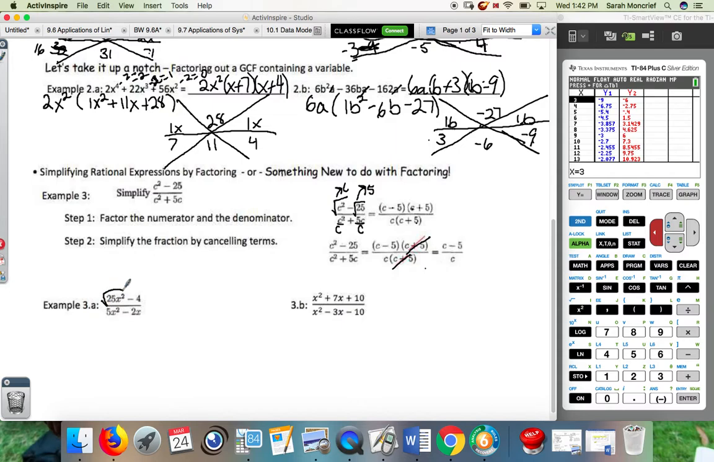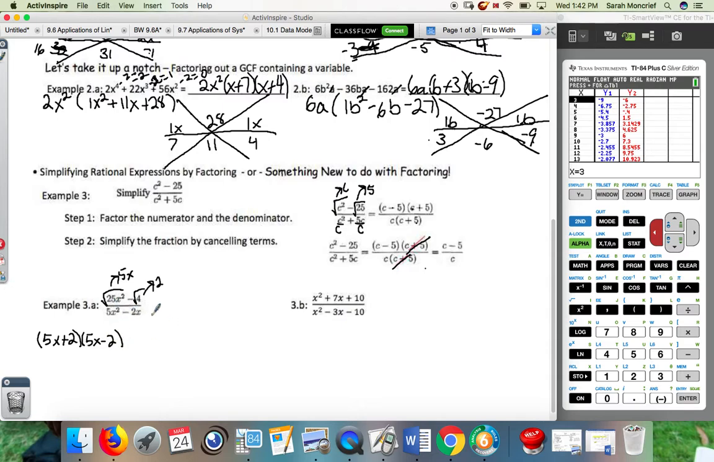Are these both perfect squares? Let's see. What's the square root of 25x squared? Well, that's just 5x. And what's the square root of 4? Well, that's just 2. So my top one is a difference of squares, so it can be 5x plus 2 times 5x minus 2. Now let's see if we can factor the denominator.